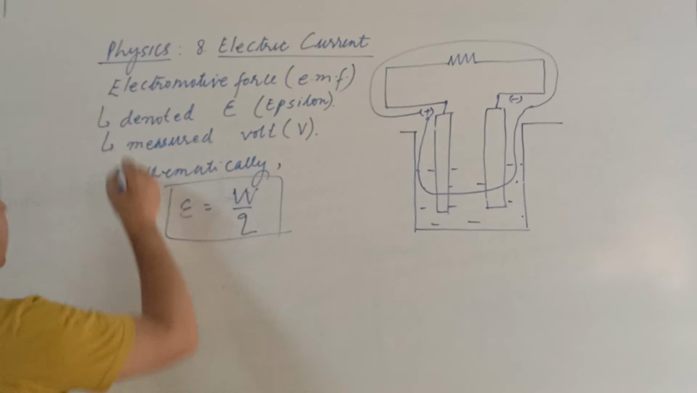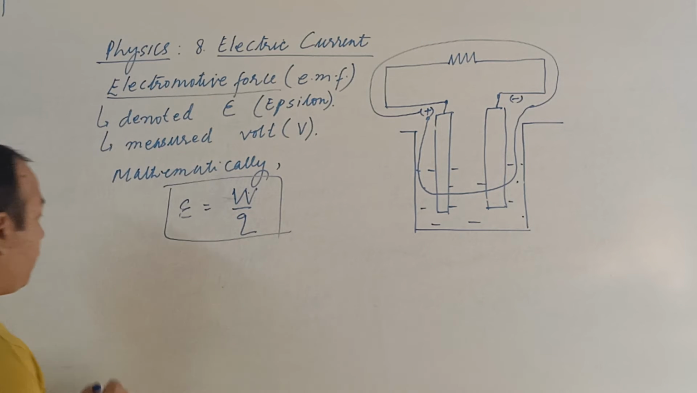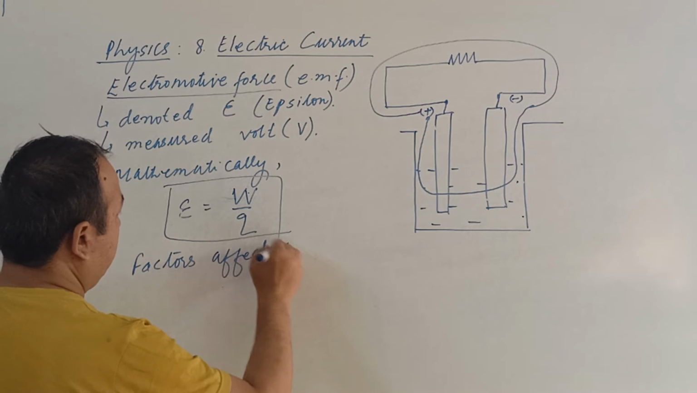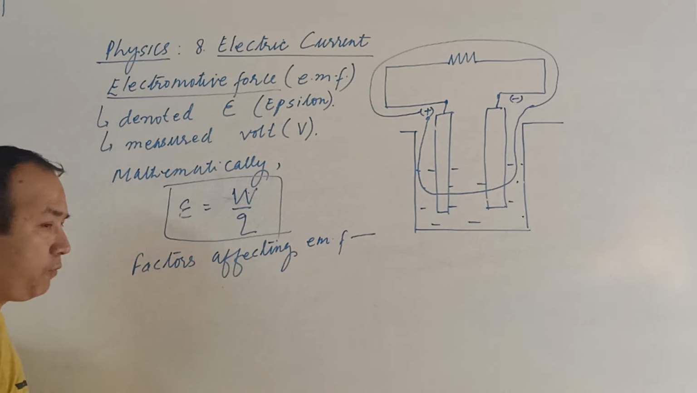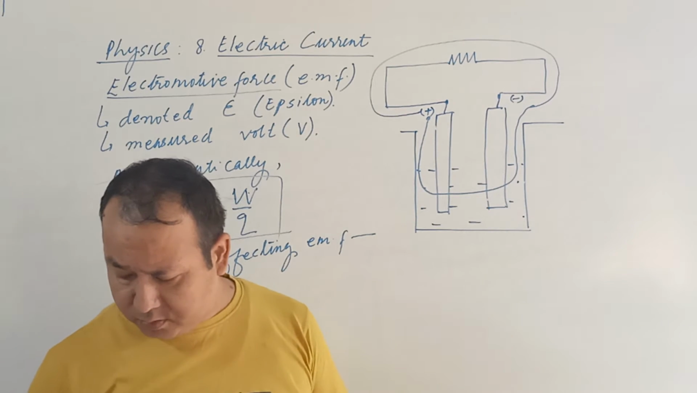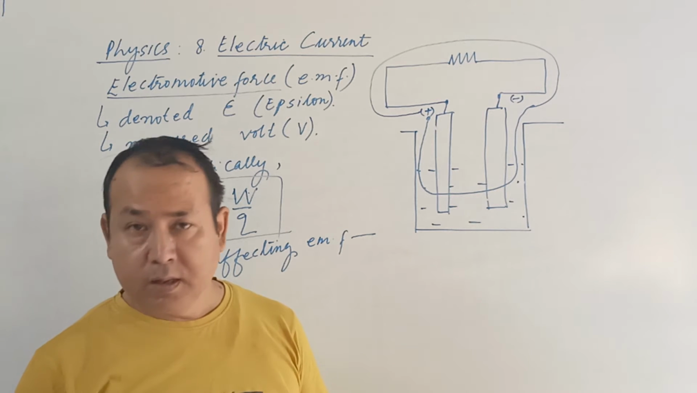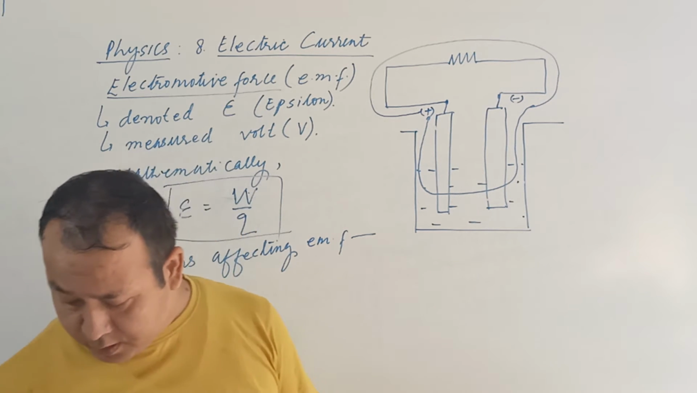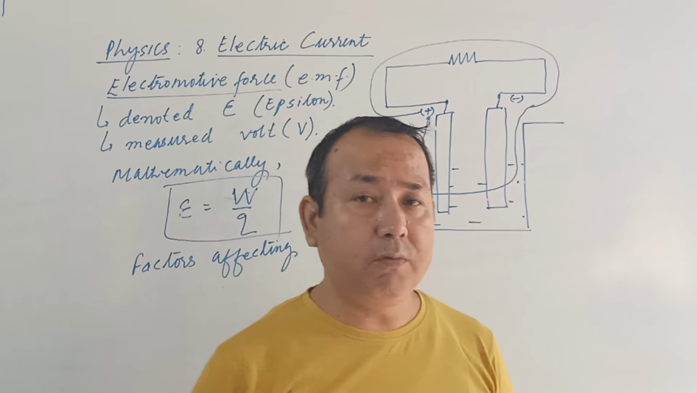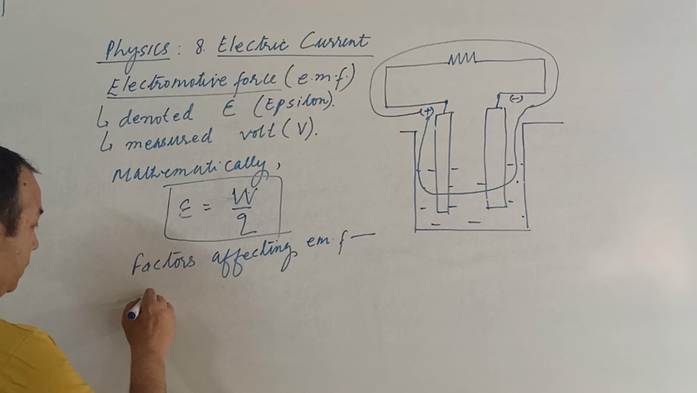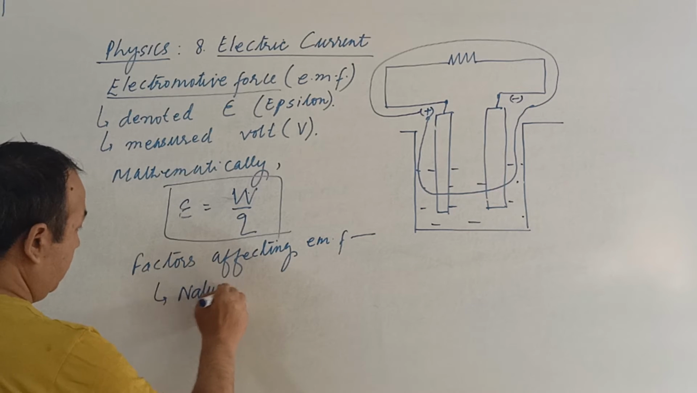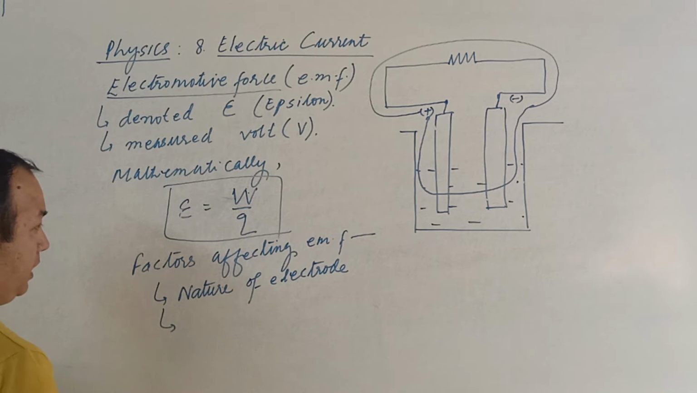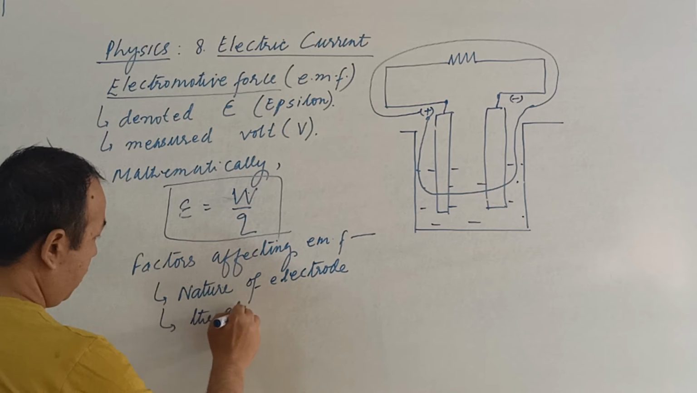Then after that come the factors affecting EMF. It has been found that EMF depends upon two main factors. The first is the nature of the electrode, that is, the material by which the electrode is made, and the second one is the electrolyte which is being used in the cell.